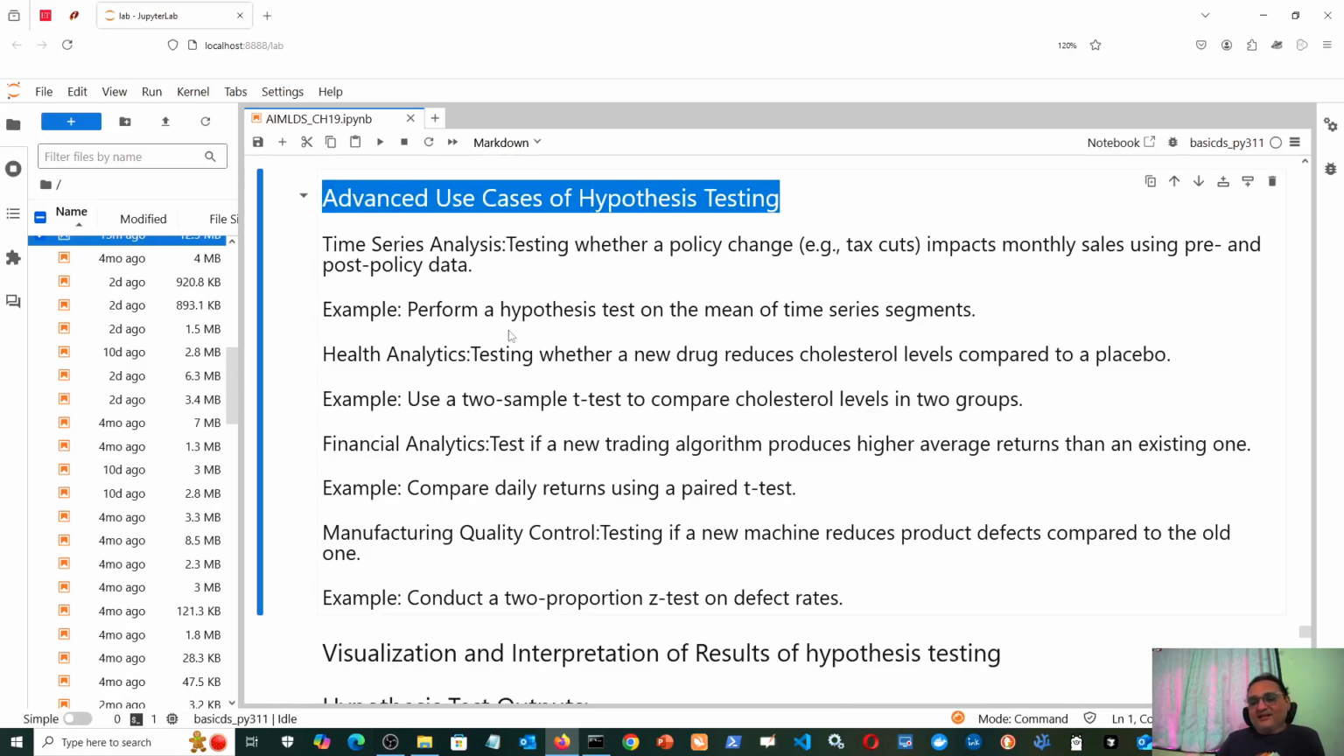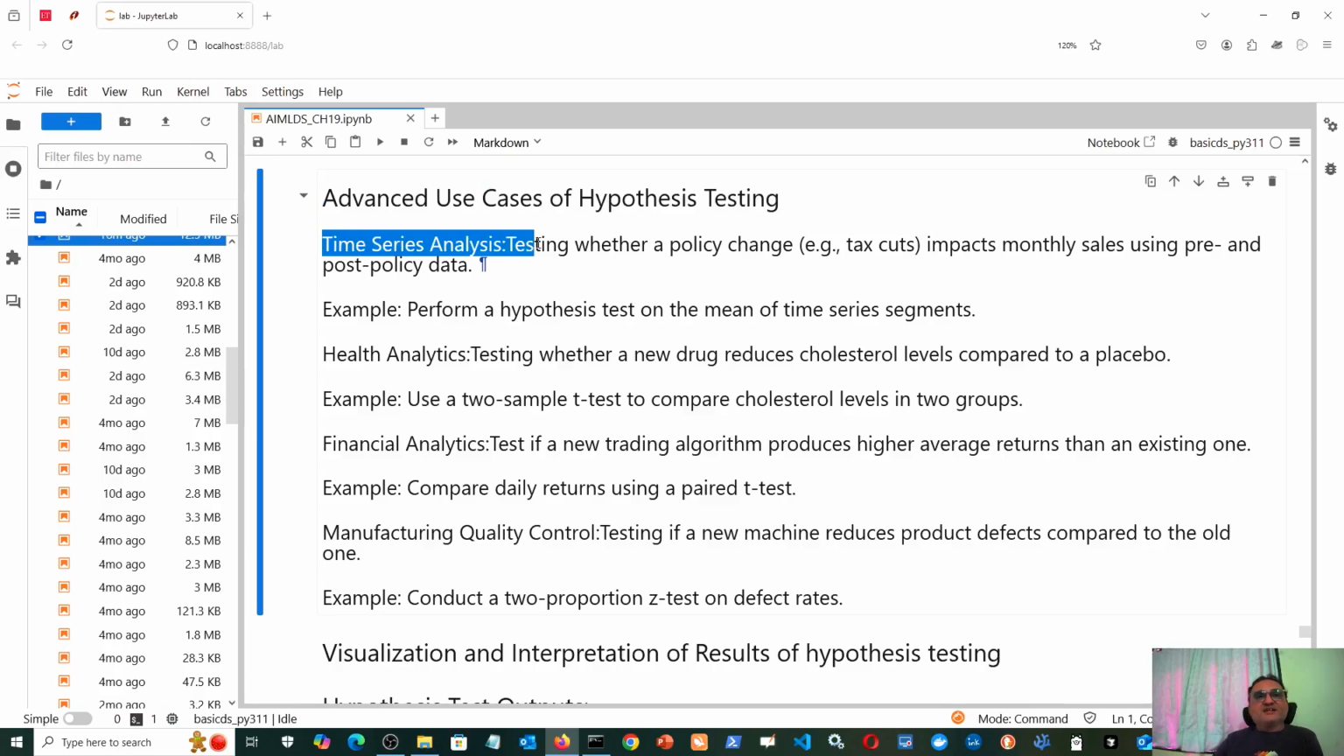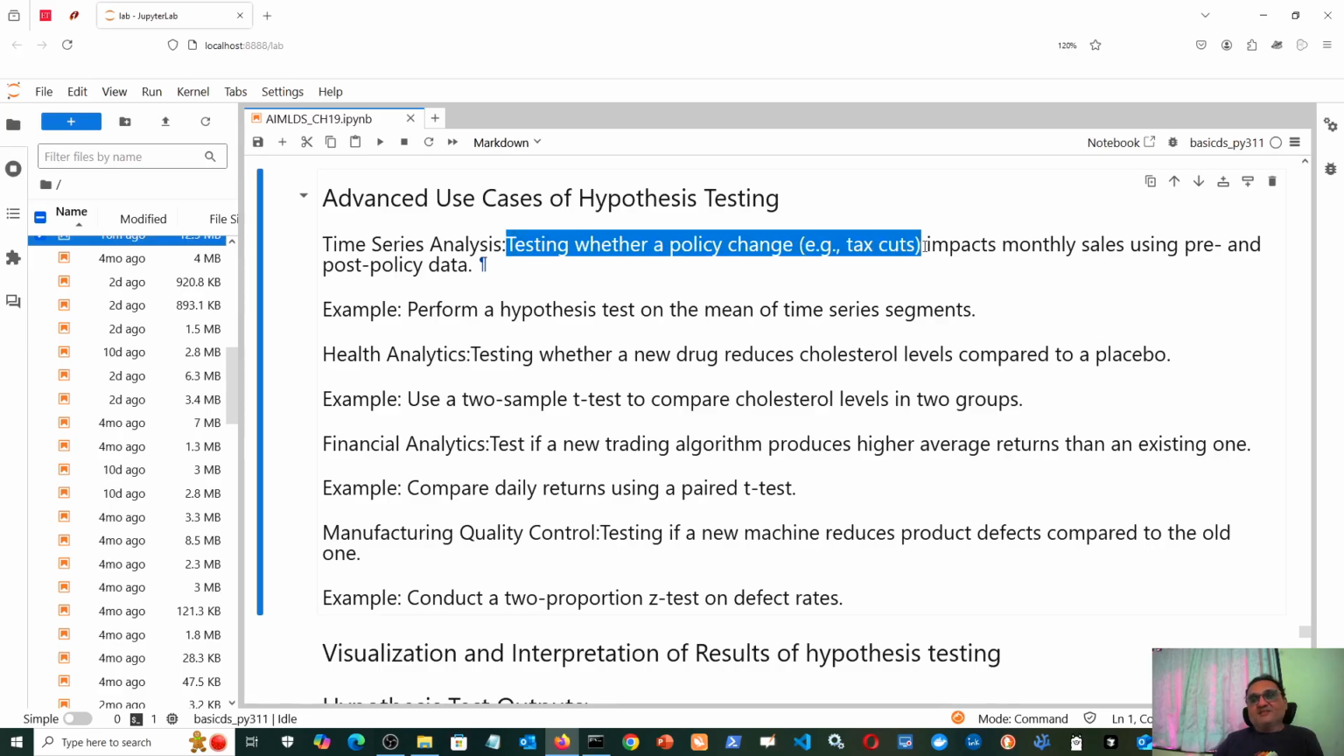Now here there are some advanced use cases of hypothesis testing. Advanced in the sense that the collection of data and the analysis of data is difficult. Otherwise, hypothesis testing is hypothesis testing. You make a null hypothesis, you make an alternative hypothesis, and then you decide by using a suitable testing method which of the two is correct. But advanced, because this is a time series example. So you are testing whether a policy change, for example a tax cut, impacts monthly sales using pre and post policy data.